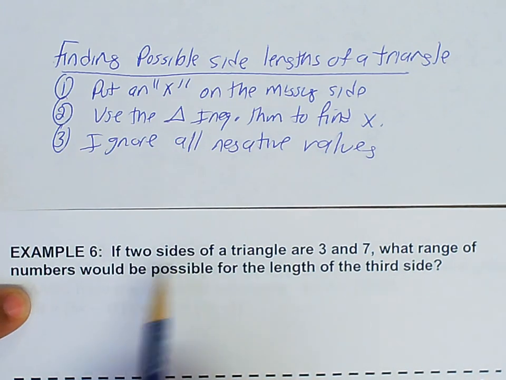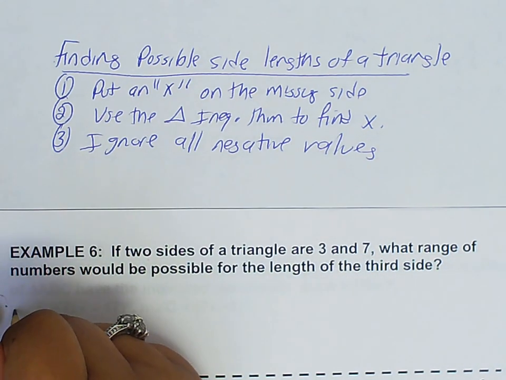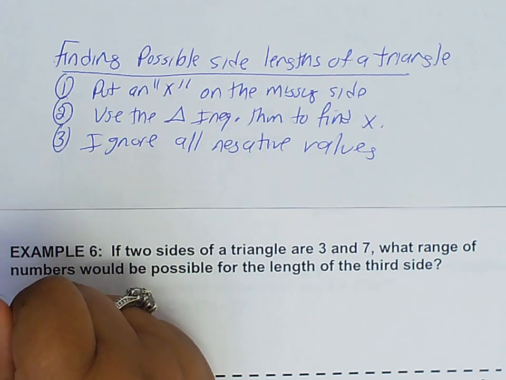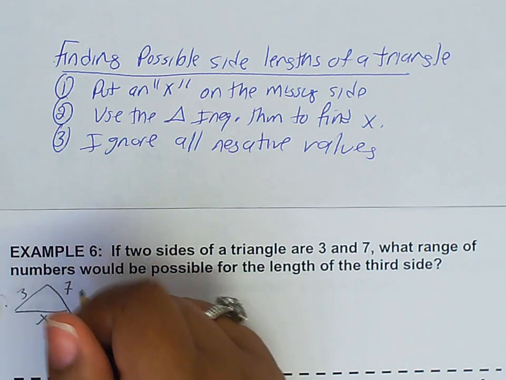It says if two sides of a triangle are 3 and 7, and then I put my x, okay? What range of numbers would be possible for the length of the third side? So what you do is you're going to do like we did before, you're going to do that inequality. So you just do it with all of them.